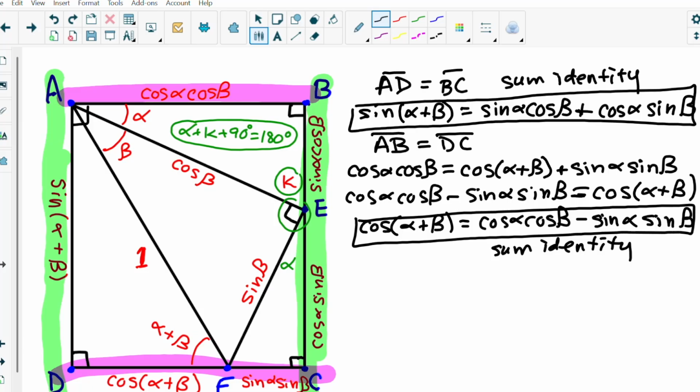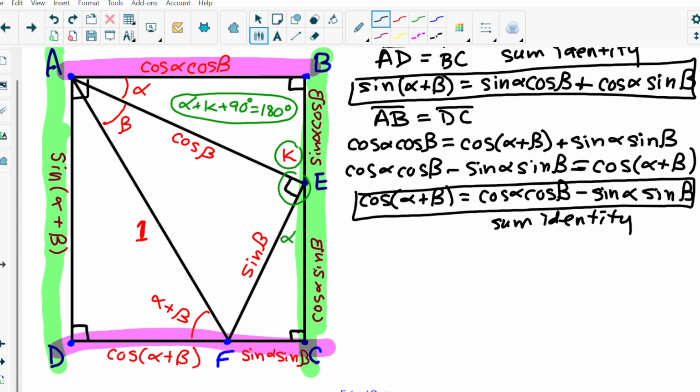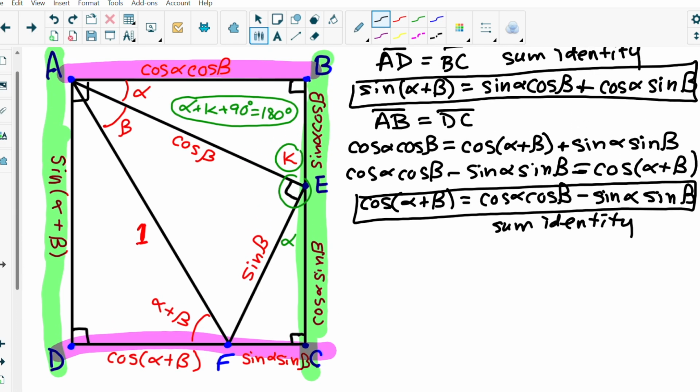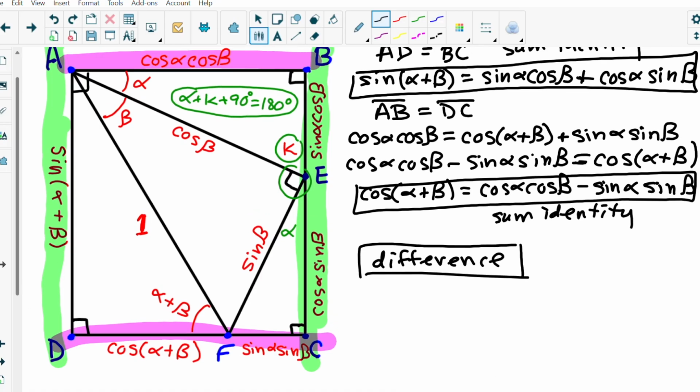Okay? Well, how do I get the difference identities? For the difference identities, folks, just a subtle manipulation, but we'll show you how this works. So if I start with the sine sum identity, sine of alpha plus beta equals sine of alpha cosine of beta plus cosine of alpha sine of beta.